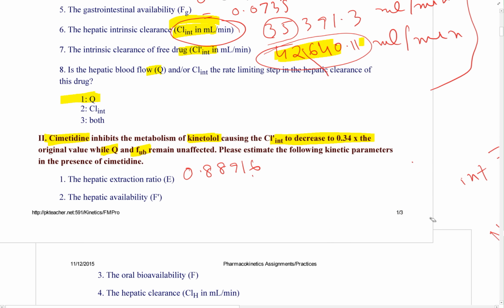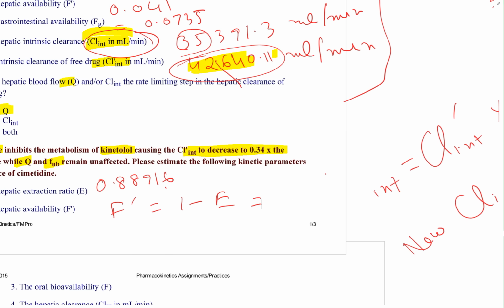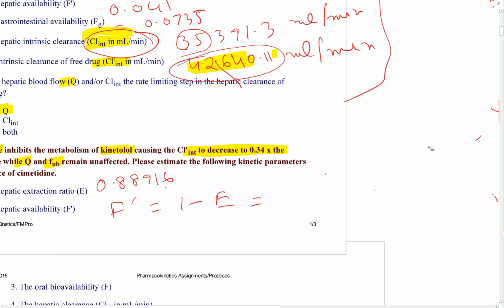Now it is asking you to calculate hepatic availability. We know hepatic availability, F prime, is equal to 1 minus E. So what is going to be 1 minus 0.88916? It is equal to 0.1104.